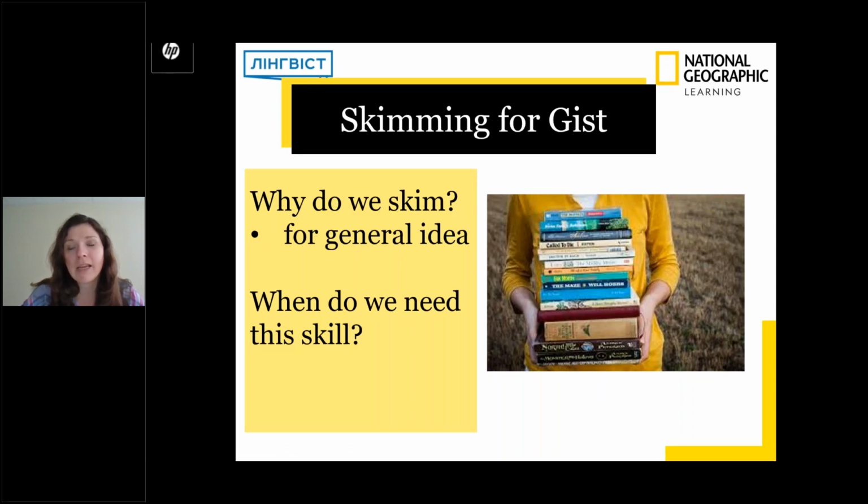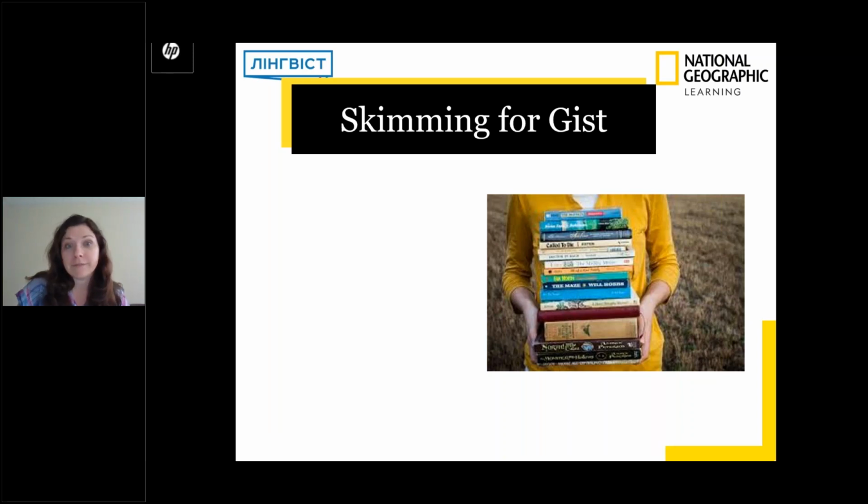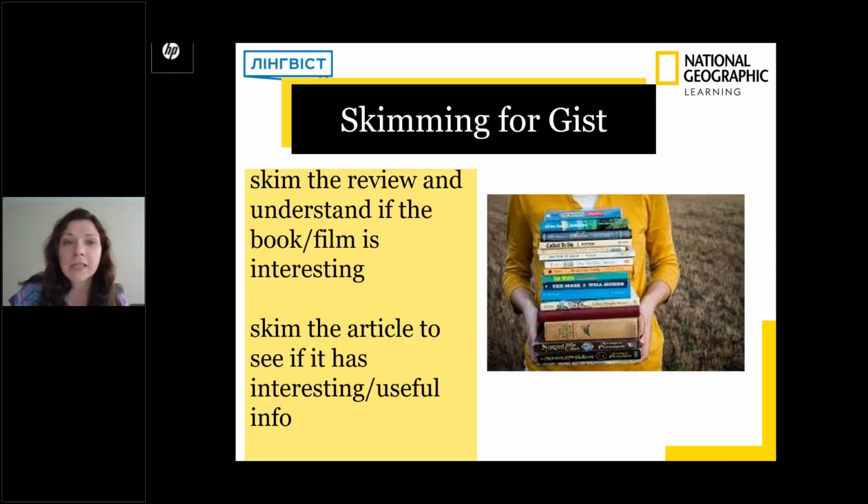When do we need this skill? Again, not in the classroom, not at the exam, but in the real life. For example, we need to skim the review and understand if we like this book or film or not. And we can explain this to our students. We need to skim an article to see if it has interesting or useful information for us. Again, we will need it when we work, when we study, because there is so much information, and there won't be always a teacher who will bring something useful for the lesson, right? You need to understand how to do it.